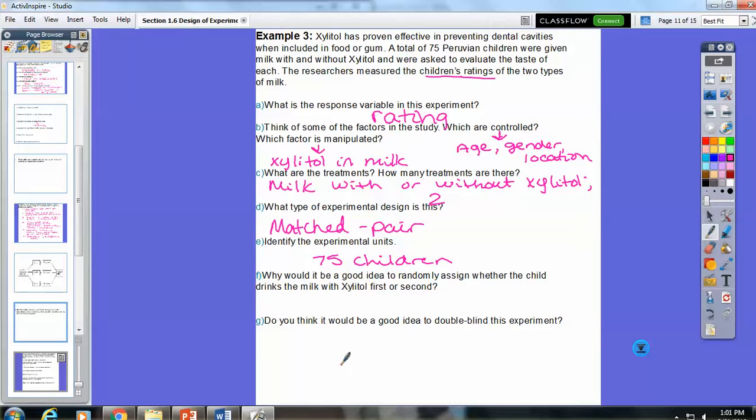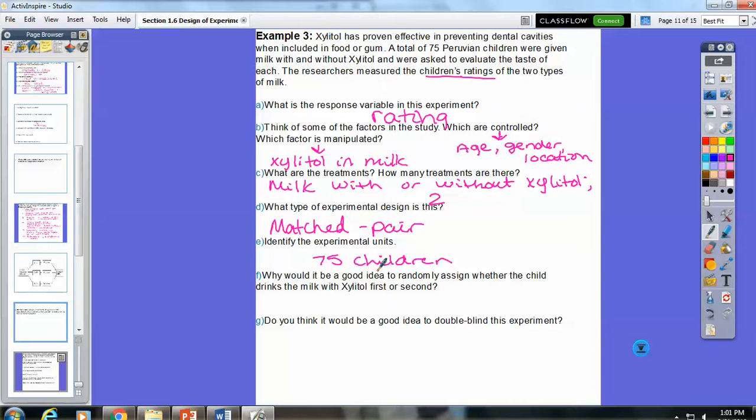Why would it be a good idea to randomly assign which one they drink first? Because I might like it the first time. I mean, kids are weird. You could give them this and they're like, oh yeah, I like it. You give them the same thing 10 minutes later. Ew, that's gross. If we are randomly assigning who gets what first, then that eliminates order as being an issue.